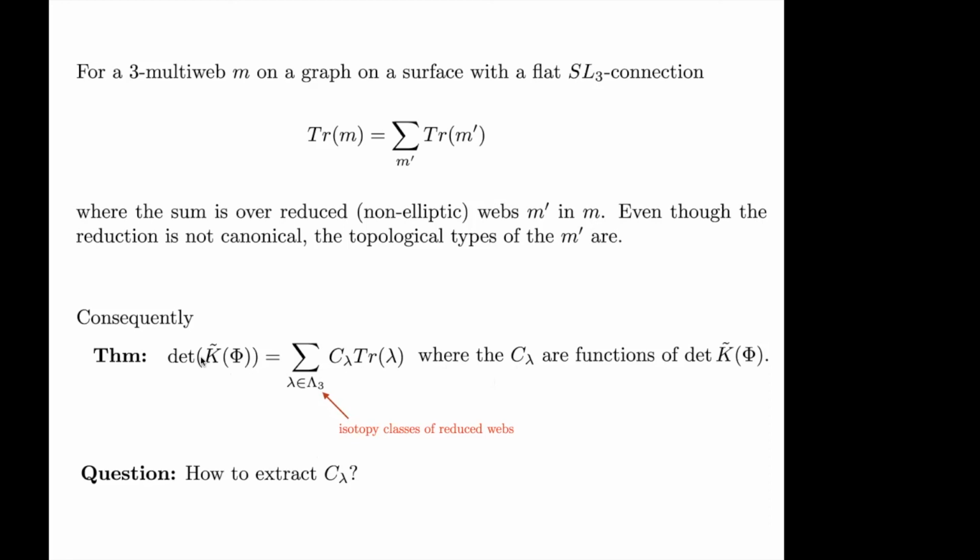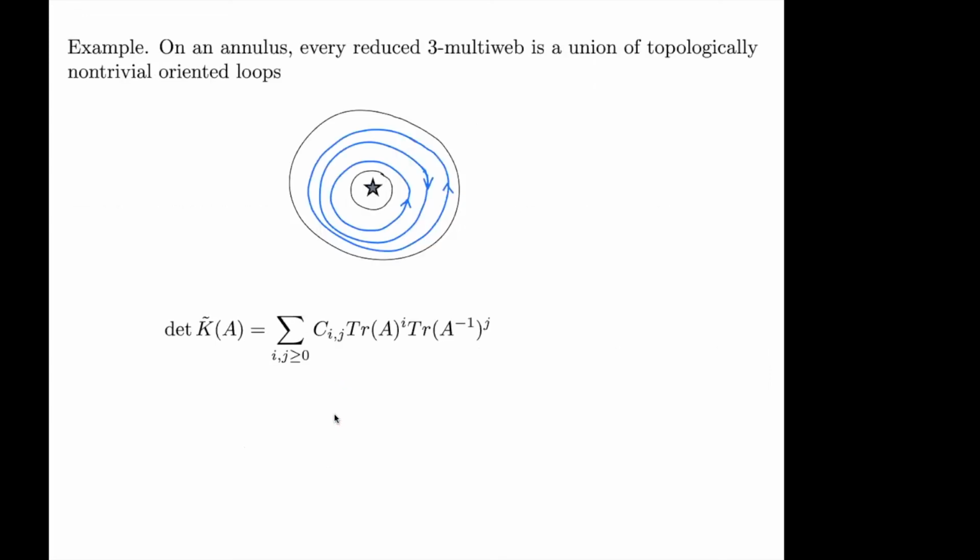Okay. So I'm just going to show you how this works in practice in a couple of small examples, because we don't know how to do it in general, but for simple surfaces we can do it. The simplest kind of surface is an annulus, or if you like, a punctured disk, a disk with one puncture. If I start with a potentially complicated graph with only one puncture and a flat connection, then I can reduce it to a union of reduced webs. What does a reduced web look like on a once-punctured disk? It's just a loop, and it can have either orientation, clockwise or counterclockwise.